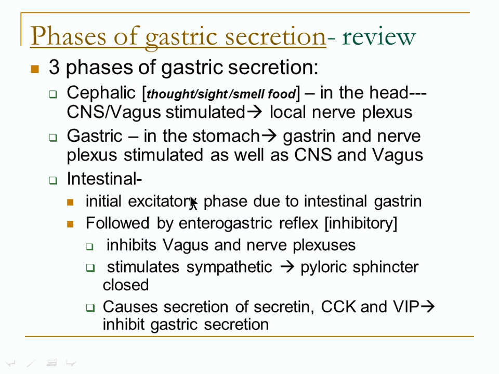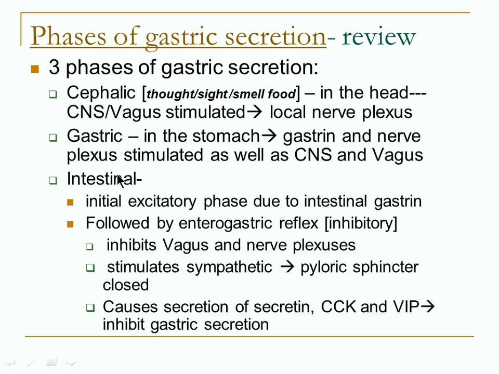So here are the phases as a review. The cephalic phase, it's in the head, it's entirely nervous. So just the thought, smell, sight of food, a little bit of taste. The vagus is stimulated through the CNS, and that stimulates the nerve plexus, which brings about gastric juice secretion. The gastric phase involves both hormonal and nervous mechanisms. When food is in the stomach, the stretch and the chemicals cause stimulation of gastrin and the nerve plexus. And the stretch can also go right up to those long nerve plexuses. So the vagus also can get stimulated, which in turn will cause the nerve plexus to be stimulated. So you have a lot of gastric juice secretion.